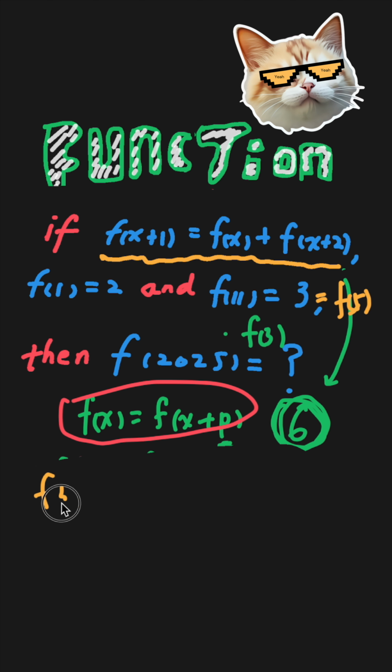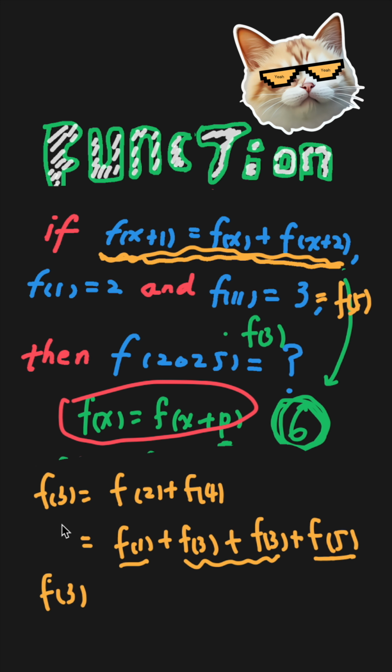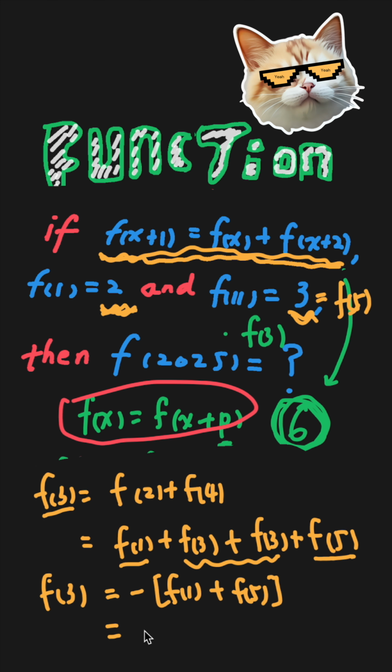So f(3) actually is equal to, from the first equation over here, f(2) + f(4). And then f(2) is equal to f(1) + f(3). And f(4) is equal to f(3) + f(5). Now we know this value over here and we know this value over here. You have two f(3)s together and one f(3) over here. So f(3) is equal to minus f(1) plus f(5). Just plug in these two values and then you get the final result, minus 5.